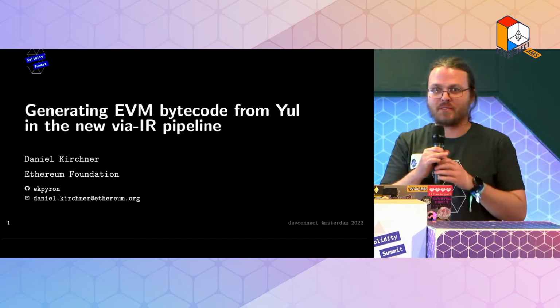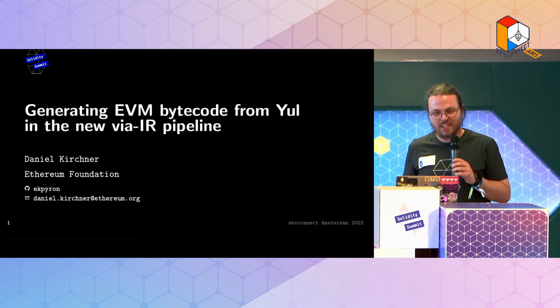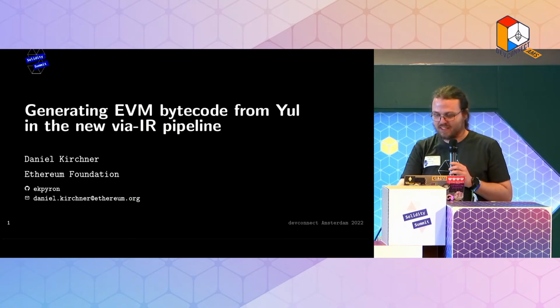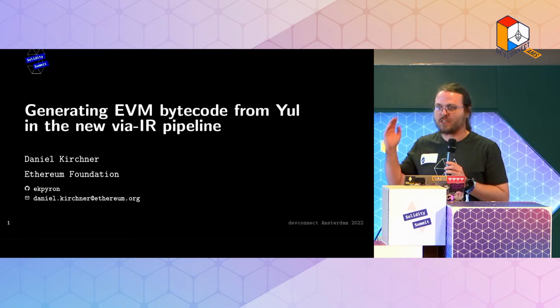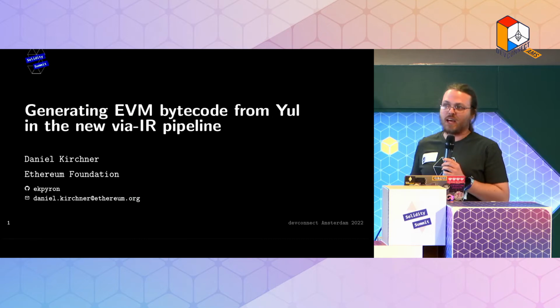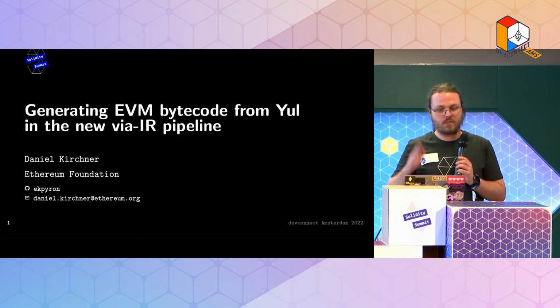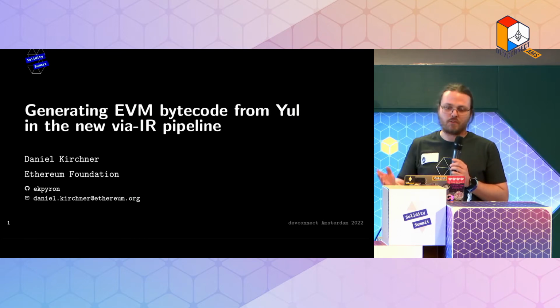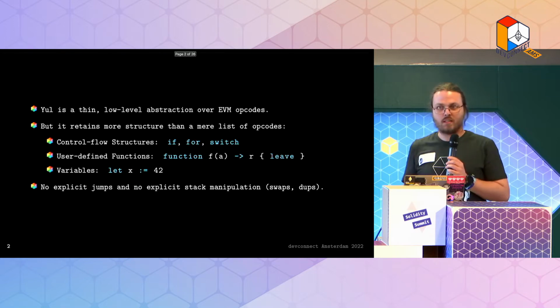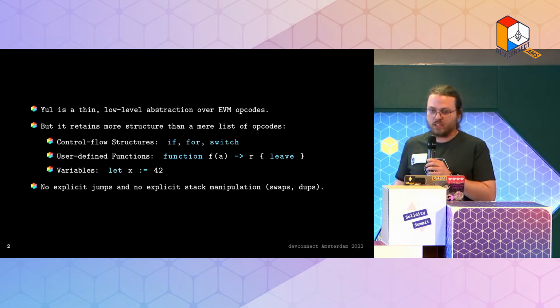Okay, so I will dive into the internals of the compiler quite a bit. I'm not sure if that will be helpful for everyone or be understandable that much, but I'm trying to give an impression of what we are doing in the final step after what Harry was talking about, for generating actual EVM bytecode from Yul.